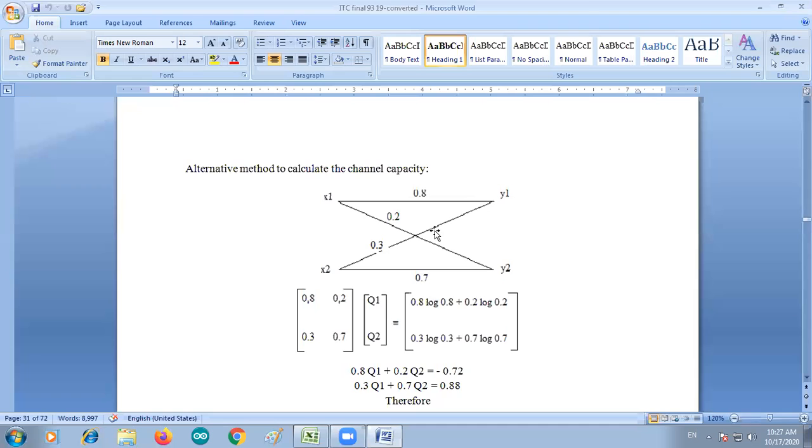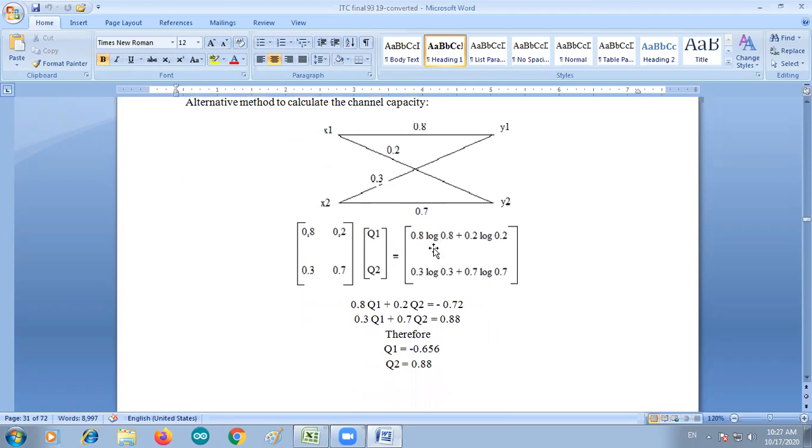That means if the marks are assigned as 2 or 3, you can follow the alternate method, simply if they ask for channel capacity. Otherwise you can follow the general method. That is the general method: calculate I of X comma Y, that is mutual information. From that, you can calculate the channel capacity. Okay, this is the method.